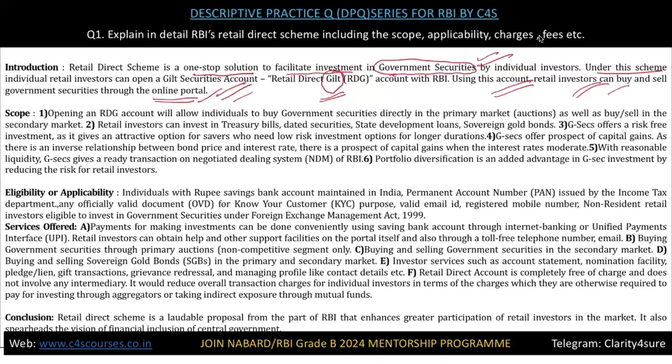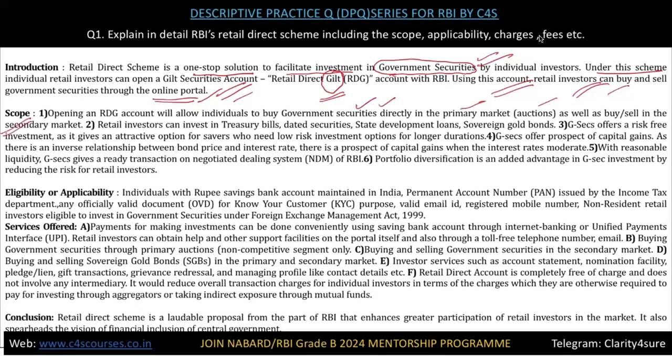Now comes the scope. We need to add many more points to show the examiner that you know much more about the scheme. It's better to write the answer in bullets. The first point is that opening an RDG account will allow individuals to buy government securities directly in the primary market as well as buy and sell in the secondary market.